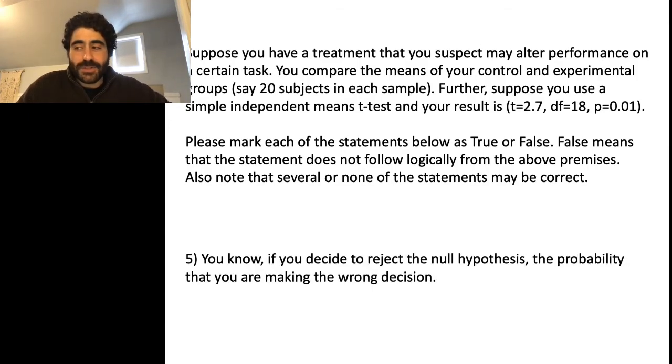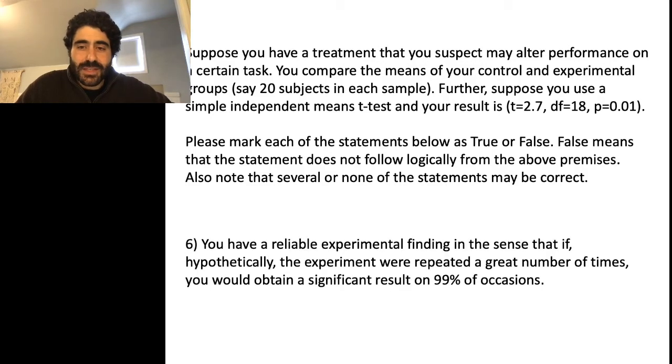4 is that you can deduce the probability of the experimental hypothesis being true. 5 is, if you decide to reject the null hypothesis, the probability that you're making the wrong decision. And 6 is that you have a reliable experimental finding in the sense that if you repeated the experiment a great number of times, you would obtain a significant result 99% of the time.